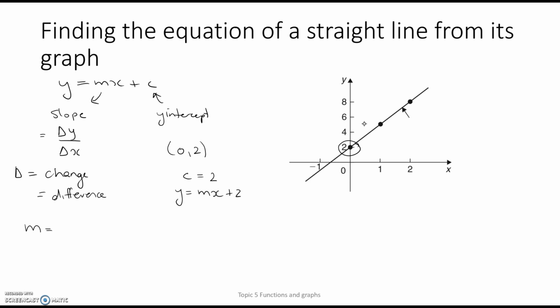We could find this point. So that point there is 1, 5. So the difference would be 5 minus 2 over 1 minus 0, so the change in x is on the bottom, change in y is on the top, so that would be 3 over 1, which is 3. Putting it together, we've got then that y equals 3x plus 2.